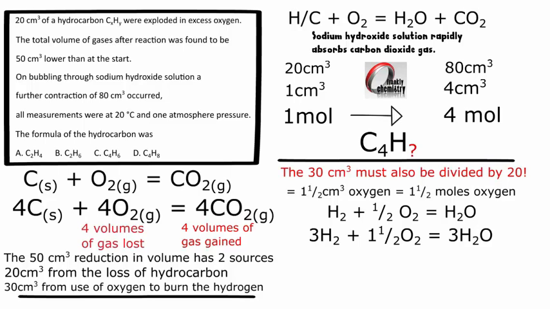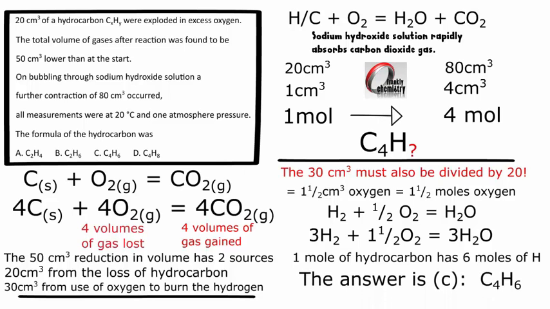And of course now we can see that there must be the equivalent of 3 moles of hydrogen molecules, in other words 6 moles of hydrogen atoms, in one molecule of this hydrocarbon. So that's it, we've established that as well as 4 carbons in a molecule, we have 6 hydrogens. So the formula is C4H6. The correct answer is C.